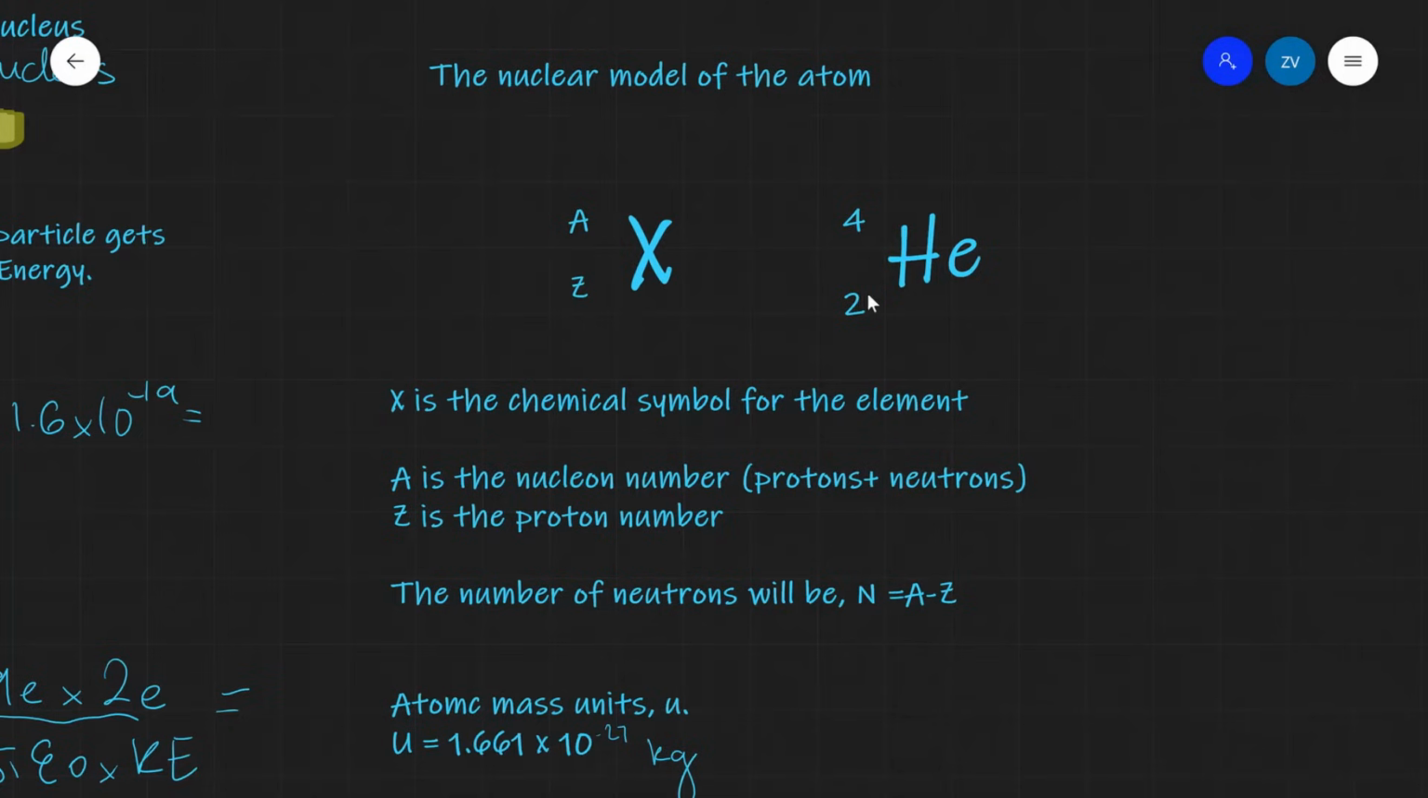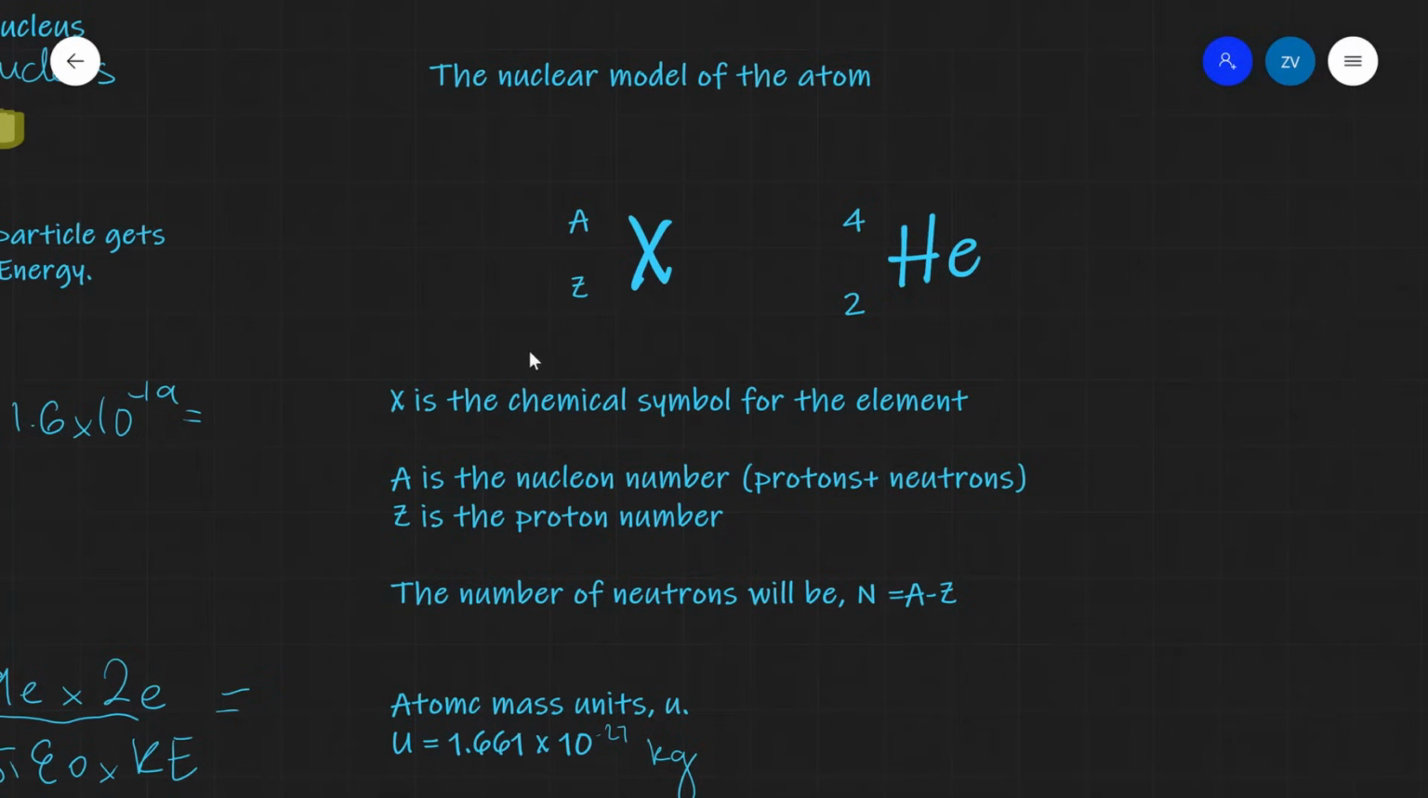For instance, you could have helium, the nucleus of helium, which is represented by this symbol. The number A in the upper left corner is the nucleon number. In other words, the total number of protons and neutrons. For instance, helium has a total of 4 nucleons, 2 protons, and 2 neutrons.